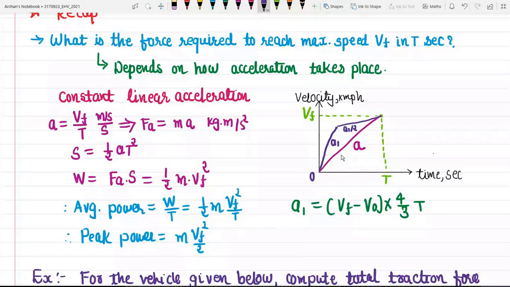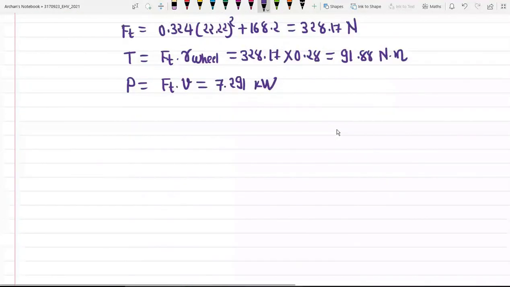Now if we assume acceleration of another kind, that means for the first t by 2 seconds my acceleration would be a1, and for the next t by 2 seconds acceleration would be half of a1. In that case, what will be the force required, and what will be the values of power and torque? Let us calculate this and see which type of acceleration is advantageous to us.